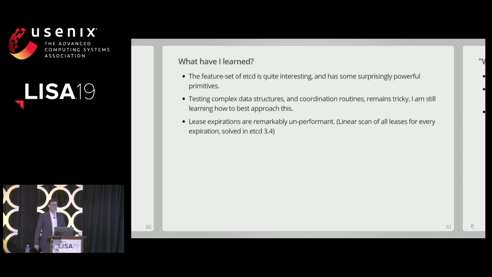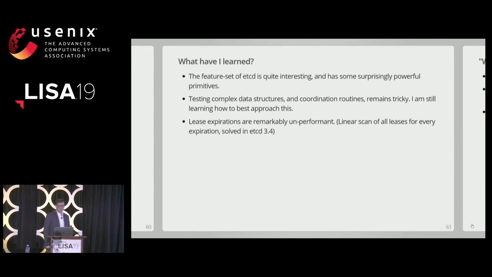Okay, well, what have I learned? The feature set of etcd is really interesting. I think it's interesting, at least. And it gives you some really powerful primitives. It's also fast. But testing complex data structures and coordination routines is pretty hard. I'm still learning how to do this. If you have ideas about how to do this, please come talk to me.